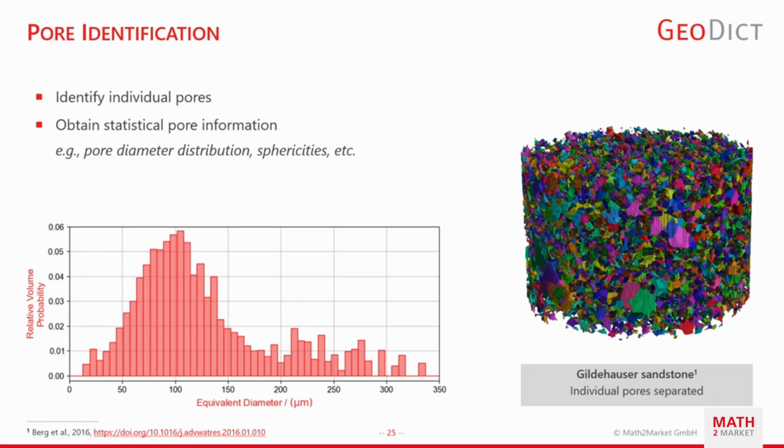Okay, you can do a pore identification in GeoDict. Of course, there's porosimetry, where you get the pore throat size distribution. But there's also a pore identification, which uses a watershed in GeoDict and fragments the entire pore space into different pore bodies and gives you equivalent diameters as a pore size distribution out of it. As a visualization, you see the different pores in different colors for the Gildehauser sandstone.